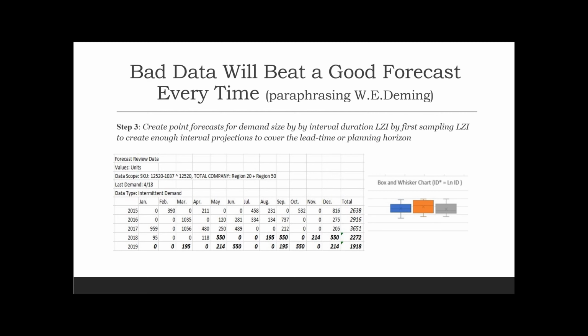In step 3, each interdemand interval is followed by a demand size. Our measurement model is analyzed in terms of the logarithms of the original demand sizes. So we display the distribution of demand sizes by LZI intervals in a box and whisker plot, or simply a box plot. The box plot is a simple method for graphically depicting groups of numerical data through their quartiles.